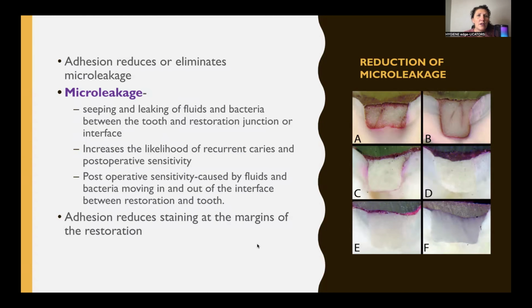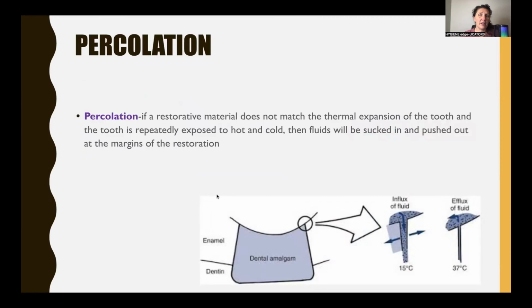Another important reason for something to adhere is that it's going to reduce what's called microleakage, which is where the fluids might seep into that junction between the tooth and the restoration. And when we have microleakage, then we might get what's called recurrent caries. Because of that fluid movement, you might also have post-op sensitivity. Because adhesion prevents that leakage of fluid, it also reduces staining. If we don't have great adhesion, then we might see some staining around a restoration from that microleakage.